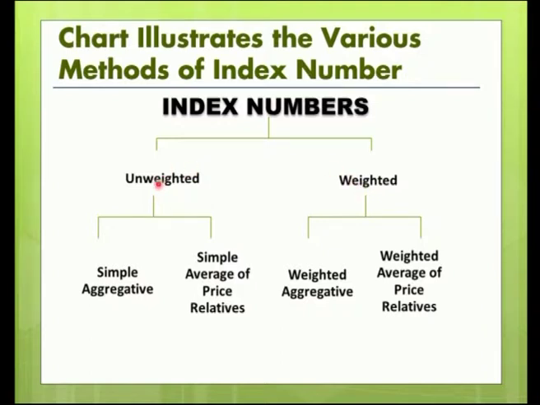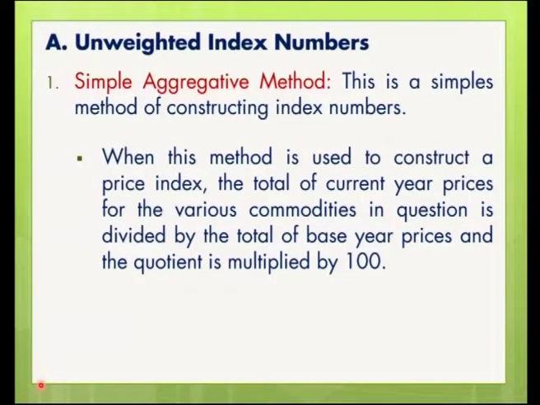In the unweighted method, there are two methods: simple aggregative and simple average of price relatives, that is, the link relative method. In the weighted method, weighted aggregative and weighted average of price relatives are used. Starting from the first, unweighted index numbers, the simple aggregative method.